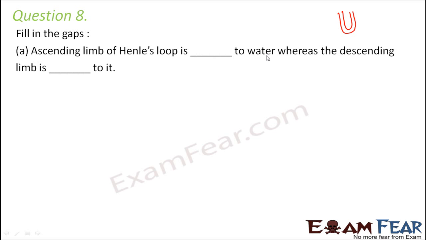So here we are talking about water. So this is the descending limb, this is the ascending limb. So the descending limb allowed passage of water. So this is permeable to water. So the descending limb is permeable to water, but the ascending limb was impermeable to water.